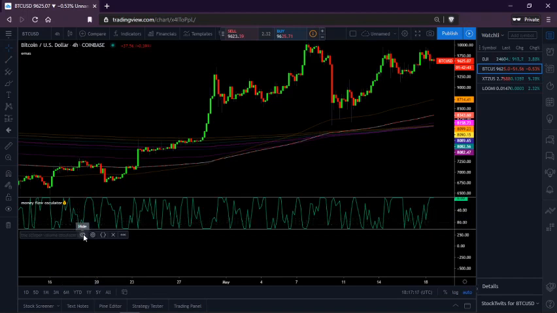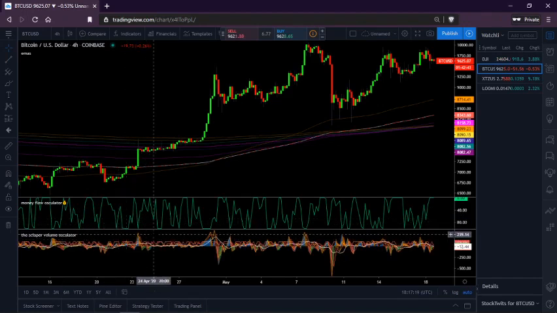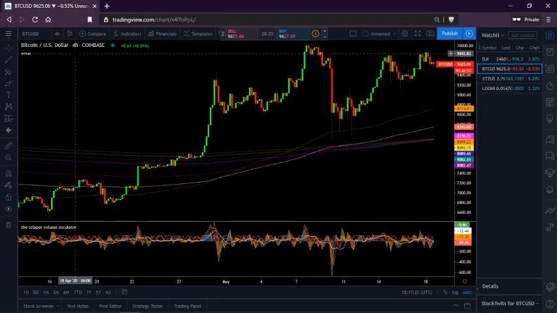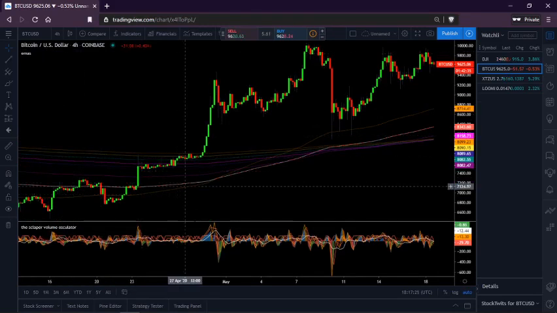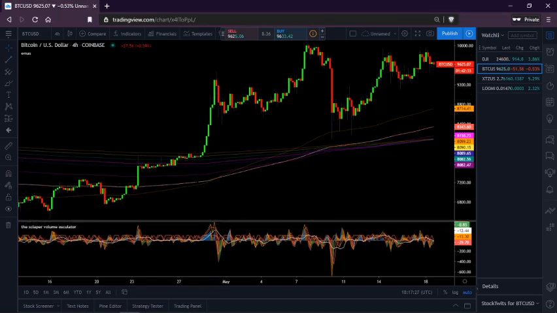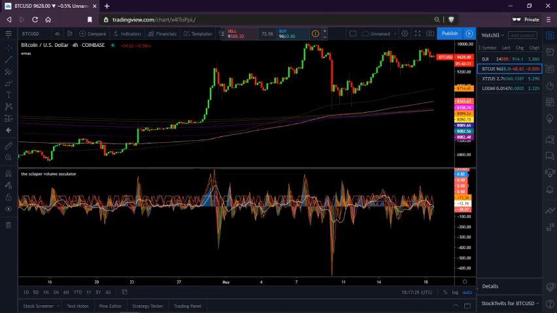Then this one is a multi-layered type. So let me close this one. Let me get these EMAs off. Or no, I'm gonna leave them. Alright, so we're on Bitcoin, right? If we're looking at this indicator, this is more of a complex kind of indicator.